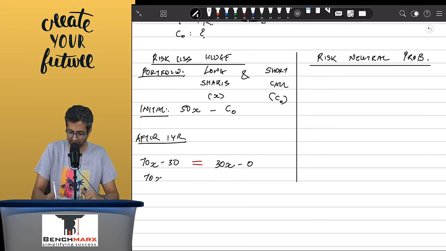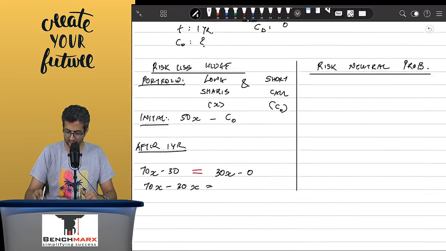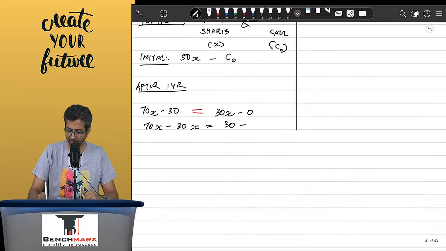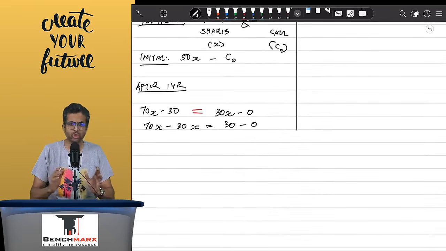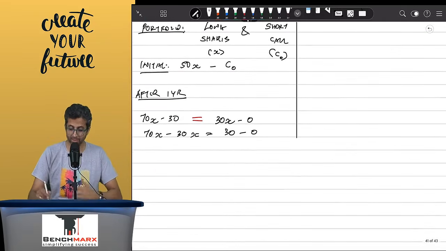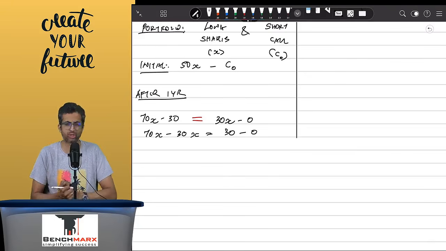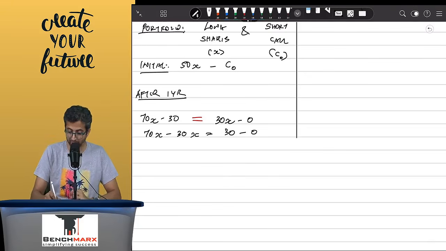So this is 70x minus 30x equals, I think this must be what? Yes, this must be 30 minus 0. Now, ideally, you can solve for x directly and get the answer. However, in the institute's material, there is a formula given to find x directly. So, if you don't want to do all of this and you want to directly bypass, so over here, x, you can easily say 40x is equal to 30, and accordingly, you can find, I think, 0.75 or so, which will be x.